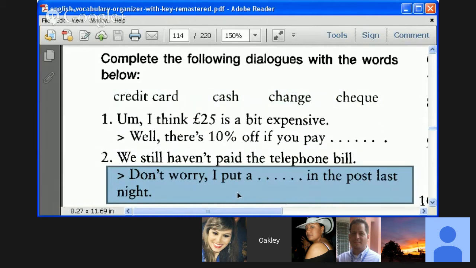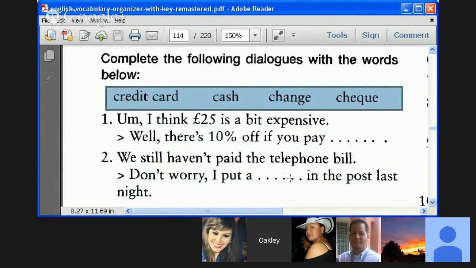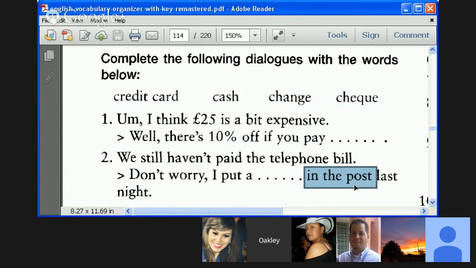Don't worry. I put a bill, a telephone bill. Yeah. Okay, you put something in the post. Now, Americans say in the mail. The mail? Yeah, so you're actually mailing it.